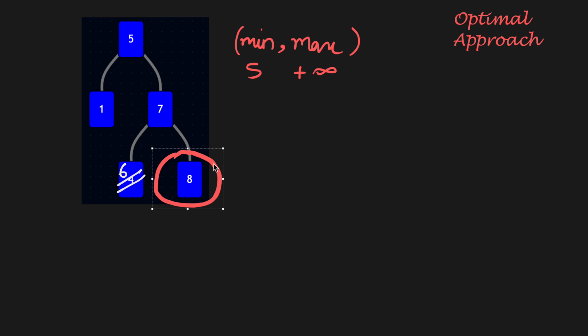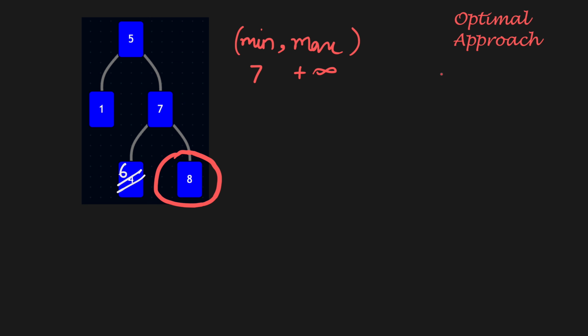And it must be greater than the parent 7. So the new lower bound for this node will be 7, and upper bound says infinity. So again we check if 8 lies between 7 and infinity. And the answer is yes. So it is also a valid node. And now we have visited every node and all checks passed within their required range. And the algorithm returns true. So we have successfully validated the tree in a single efficient O of n pass.